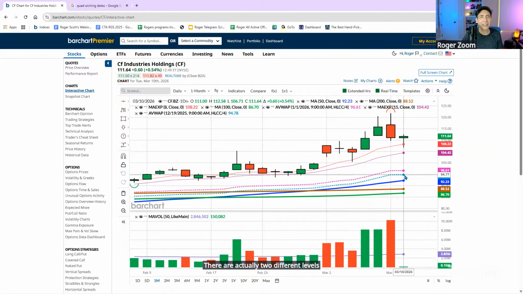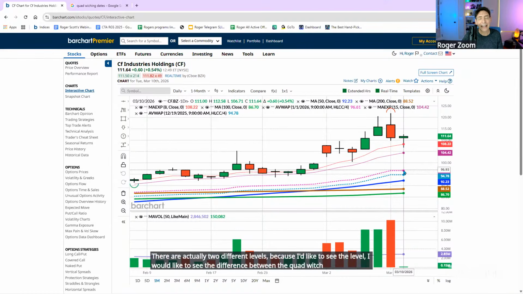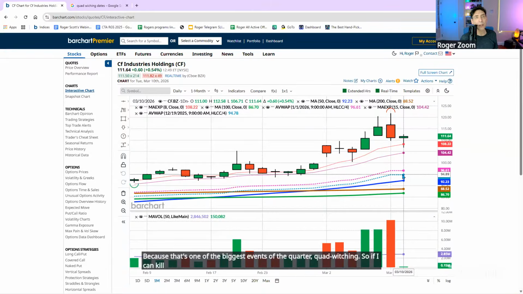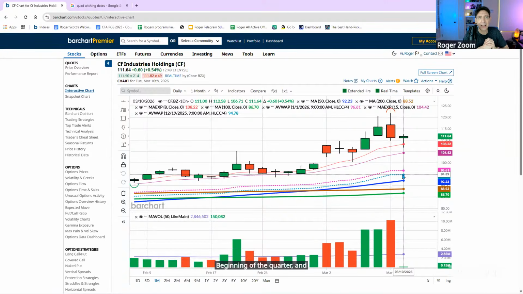I would like to see the difference between the quad witching and the beginning of the year, because they kind of track each other and sometimes they go off. And I like to have both of those levels there because that's one of the biggest events of the quarter, quad witching. So if I can kill two birds with one stone, I want that there. You want to attach your VWAP to very important price levels: beginning of the year, beginning of the quarter, and now let me show you the last one.